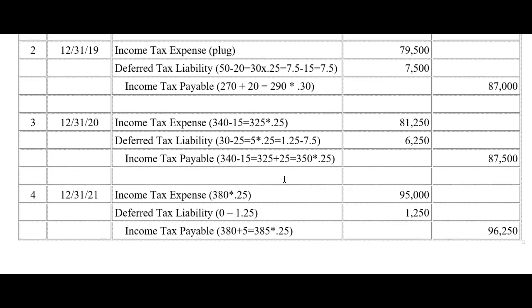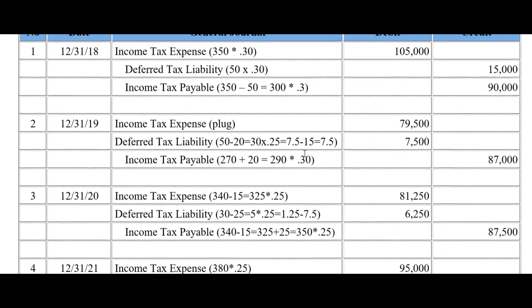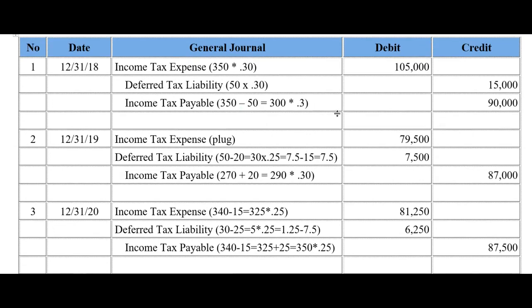So hopefully that has helped understand why we have these differences and how to calculate the income tax payable, the amount we have to pay the government, versus our income statement tax, what we actually report in our financials, and why they're different, and then what happens in the year of a tax change.